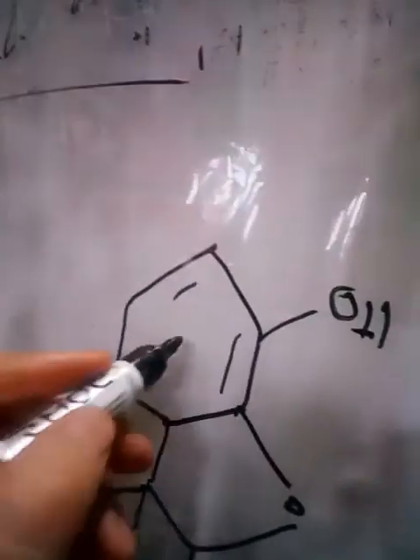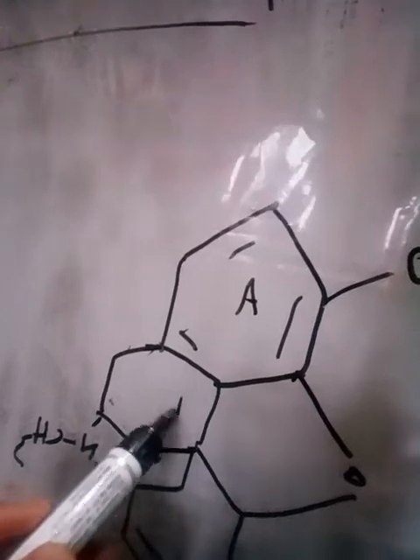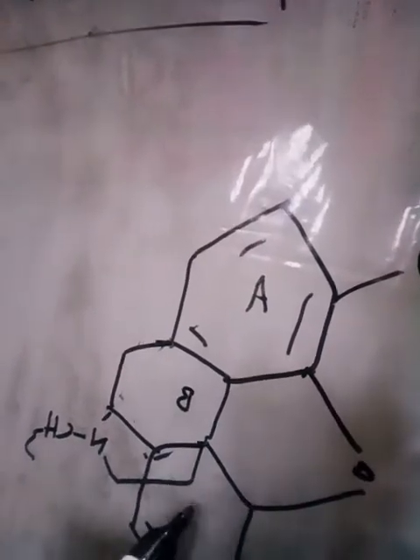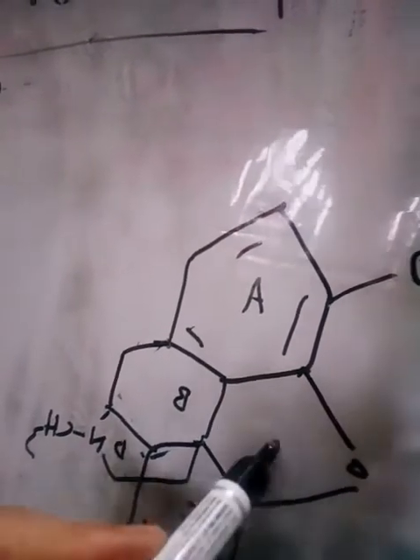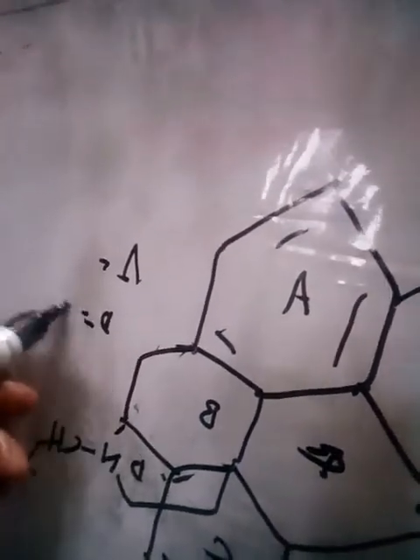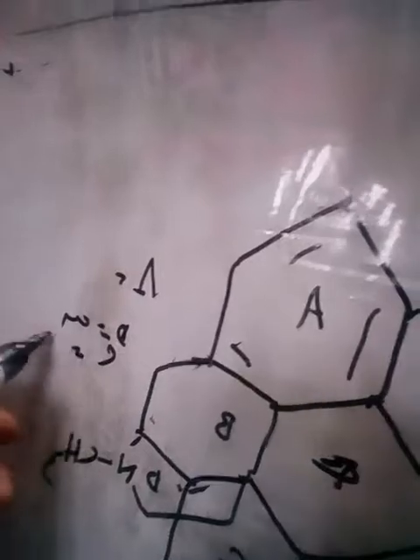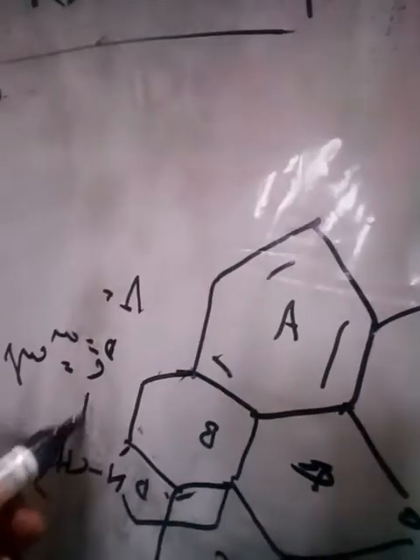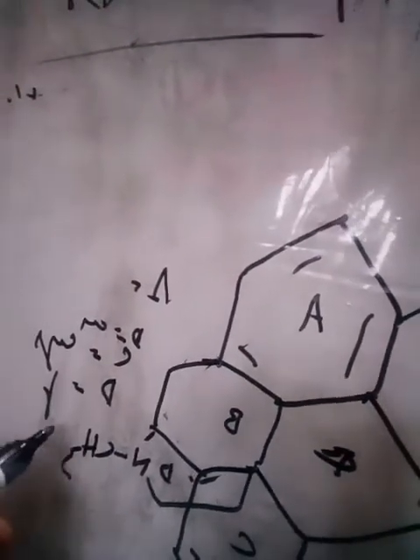This is the A ring, this is B, this is C, this is D, this is E. So A is the aromatic ring, B is the cyclohexane ring, C is cyclohexene, D is piperidine, and E is the furane ring. So this is the structure of morphine.